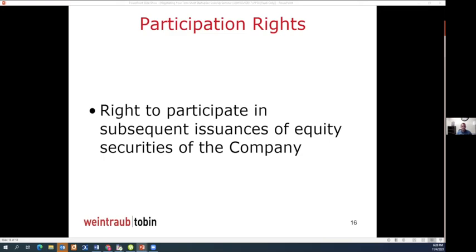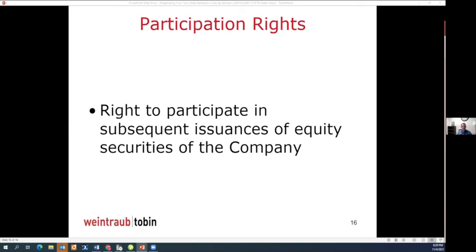So this is the participation rights. Basically, it's, as it sounds, the right to participate in subsequent issuances of equity. The concept here is usually a right to maintain your pro rata percentage ownership. So if the investors have 10%, they have the right to participate in the next round to maintain their 10% and to not get diluted just from the additional shares coming on.